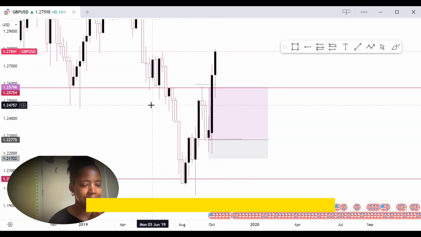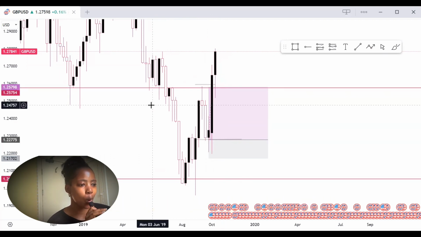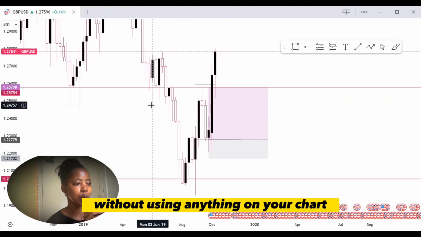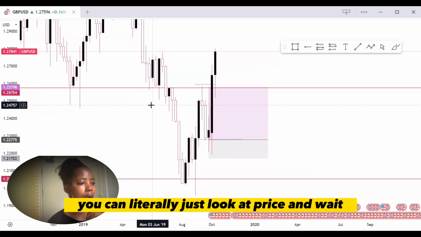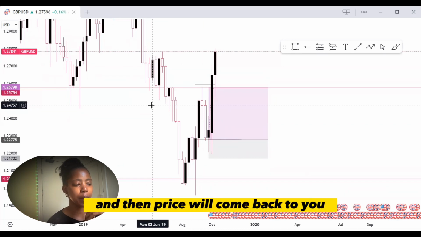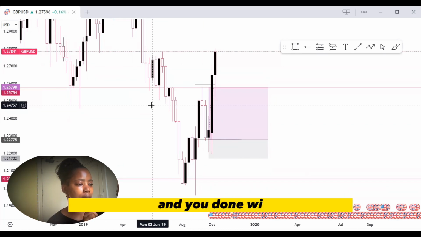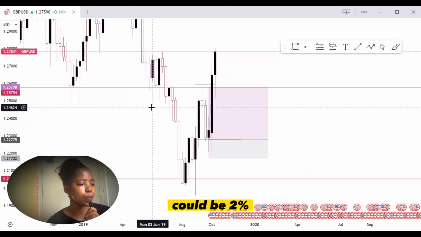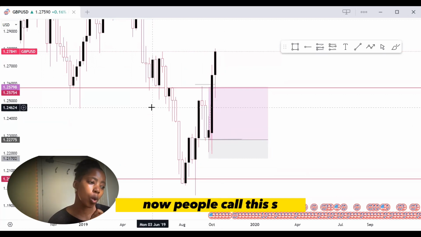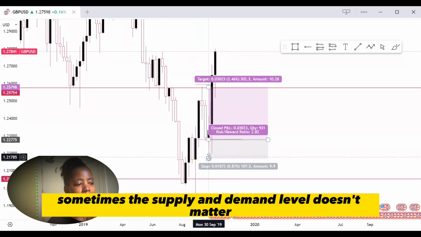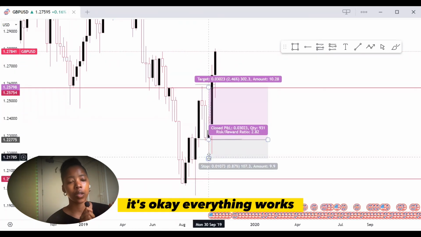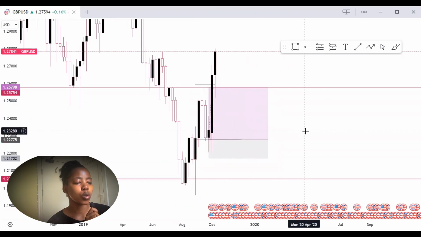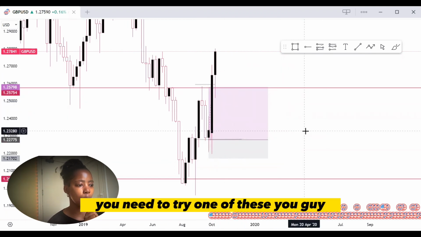There's nothing else. That is just how you read the market. That is just without using anything fancy, without using anything on your chart. You can literally just look at price and wait. And then price will come back to you and you're done with your trade for the day. That is 4%, could be 3%, could be 2%, it's up to you. Now, people call this supply, sometimes the supply and demand level, doesn't matter. It's okay, everything works. But this is so good, it's so powerful. You need to try one of these, you guys.